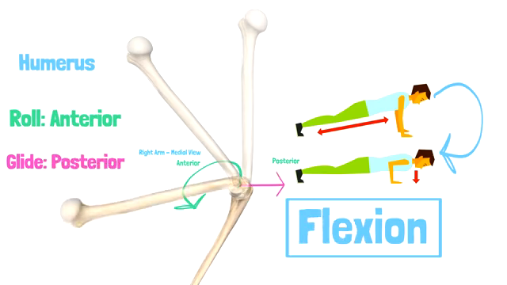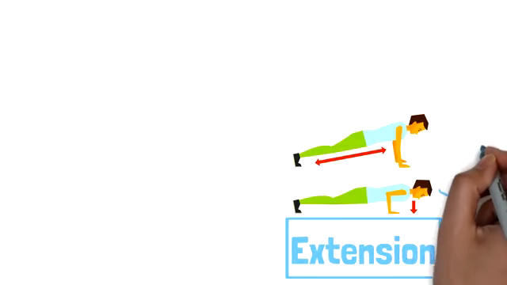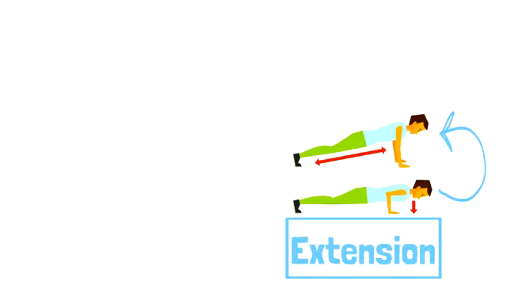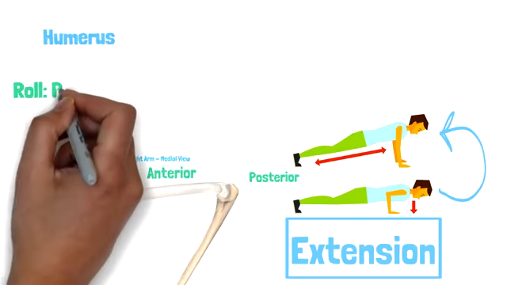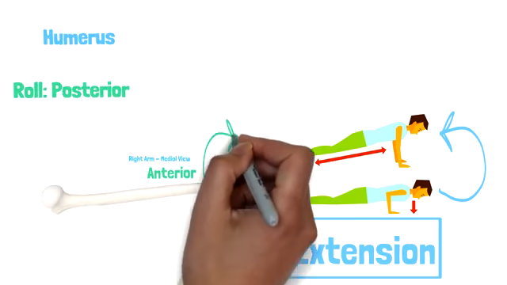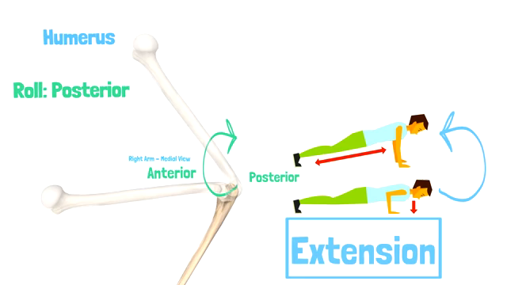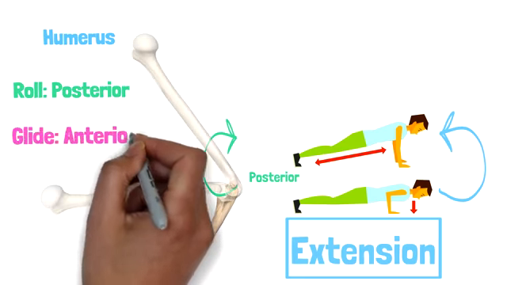Now, extension. With extension, observe the humerus roll posterior and glide anterior.